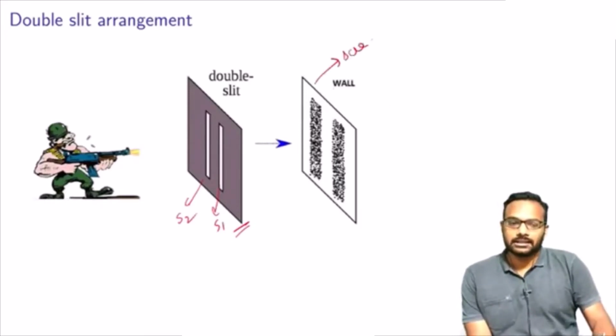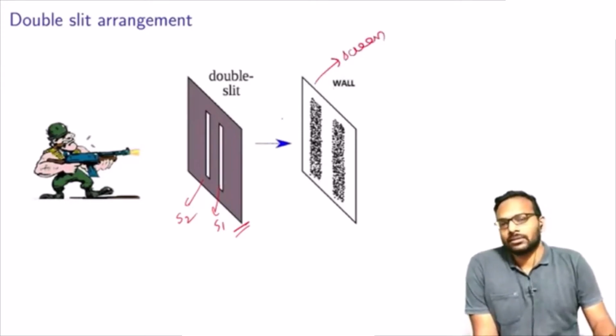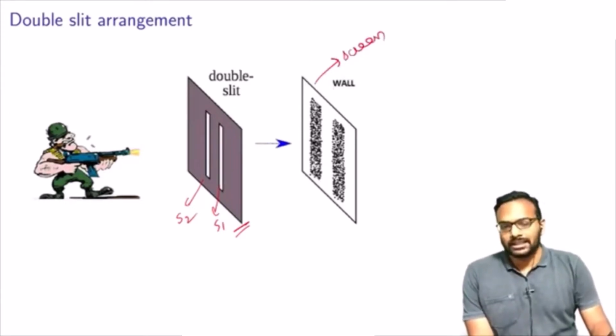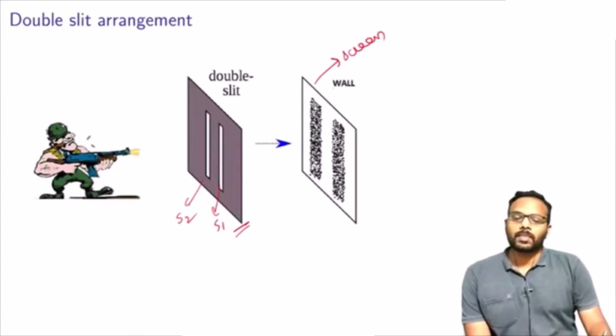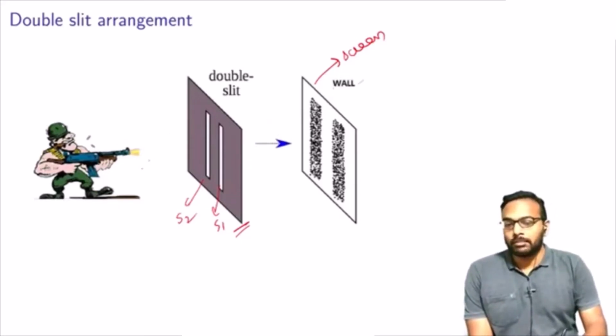This is the screen. The screen and this double slit must all be chosen appropriately. But we won't worry about the experimental details here because it's a thought experiment. So first we'll do the double slit experiment using a machine gun, right?